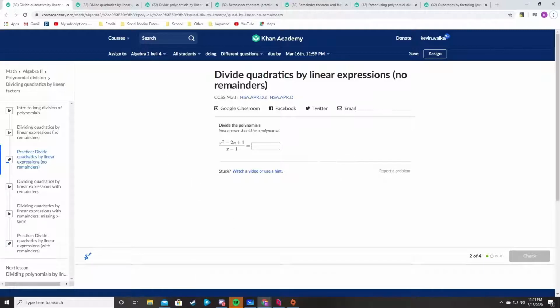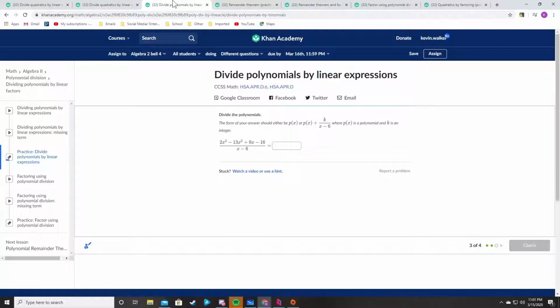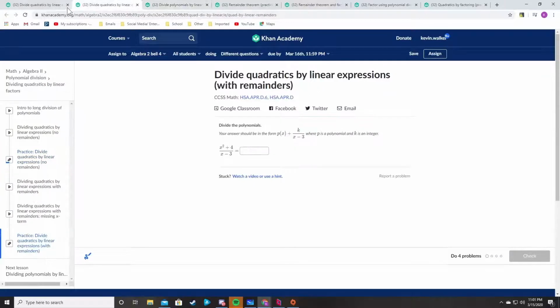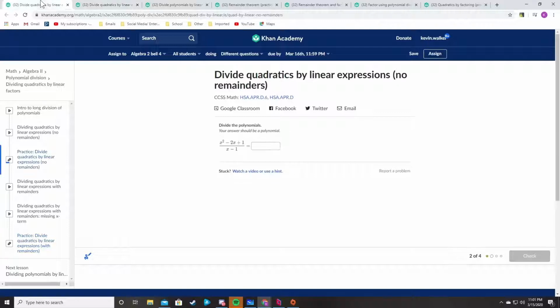We got dividing quadratics by linear expressions with no remainders. We also got it with remainders. And then finally, dividing polynomials by linear expressions. All of these are just going into polynomial division. We're just going to go through one of each of them, and we're going to go through both versions of our division process. So we're first going to deal with the one with no remainders.